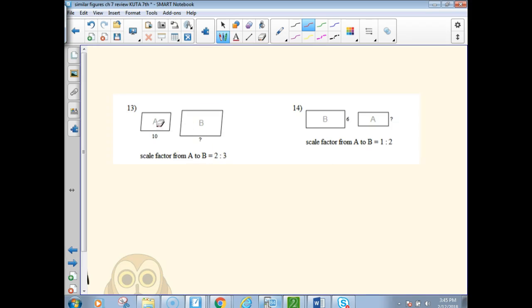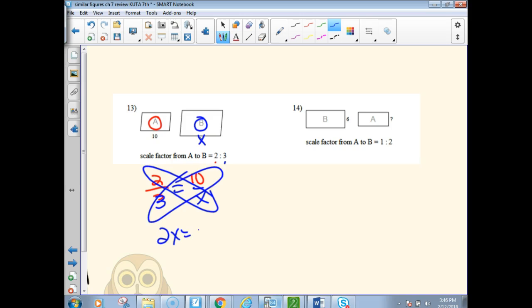13, scale factor from A to B, 2 to 3. A to B, 2 to 3. I'm trying to color code it. 2 over 3, blue, equals 10, go to the red, over X, the blue. Got to have blue in the same position, red in the same position in your ratios. 2 times X equals 3 times 10 now. That's 30. And then we'll divide by 2 and get X is 15.